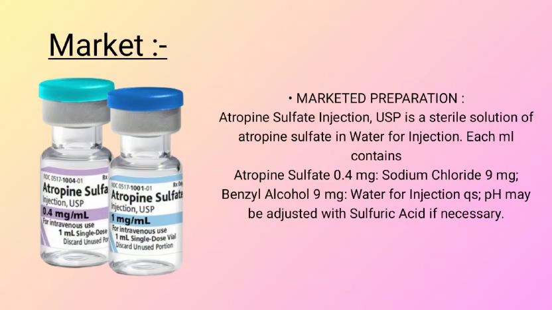Brand names for atropine are Atropine, Atreza, Saltropine. Company name is Velona Pharma. Let's see the marketed preparations. Atropine sulfate injection USP is a sterile solution of atropine sulfate in water for injection. Each ml of this contains atropine sulfate 0.4 mg, sodium chloride 9 mg, benzyl alcohol 9 mg, water for injection QS. pH may be adjusted with sulfuric acid if necessary.